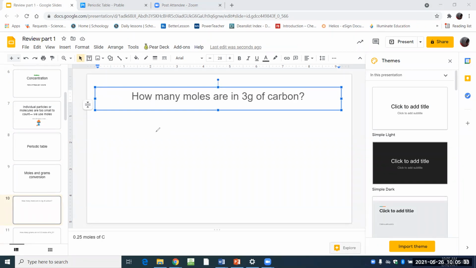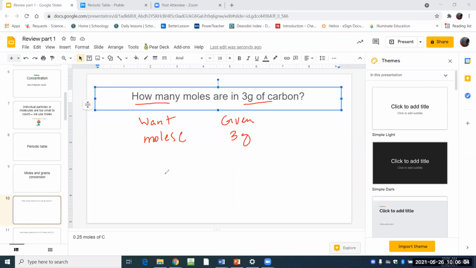Every time, and I say this over and over again, but I'll say it again, anytime you see how many, you know that whatever comes after is what the problem is asking for. So how many moles? The problem is asking for moles, moles of carbon, and given is anything else in the problem that's, well, given. In this case, it's 3 grams of carbon. So this is your given and this is your want.